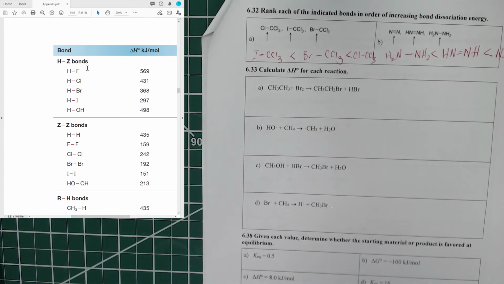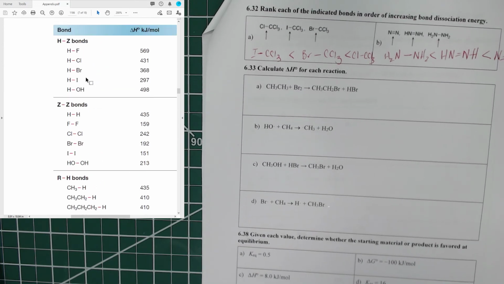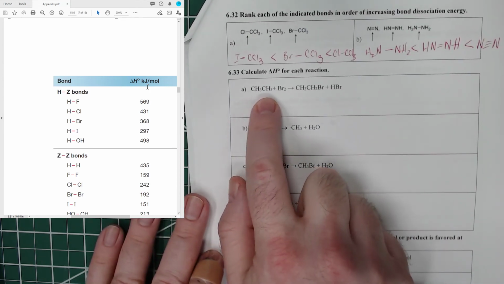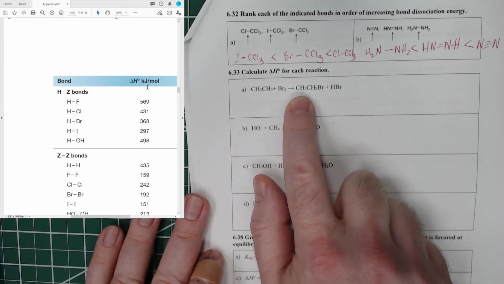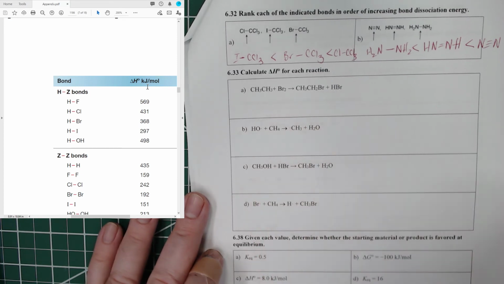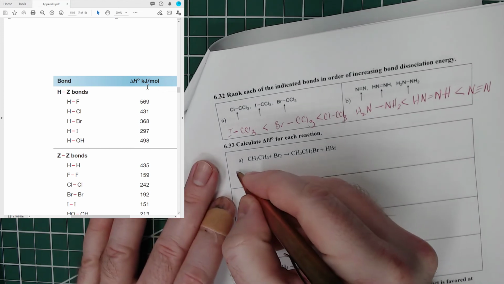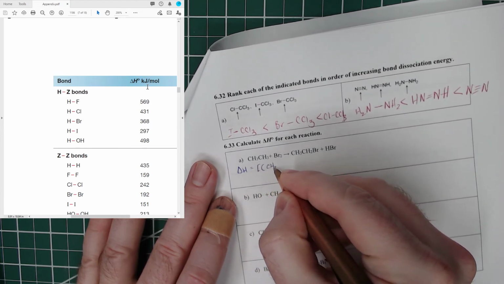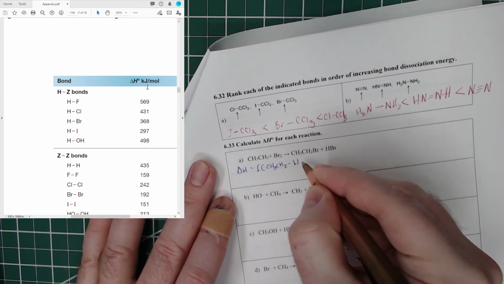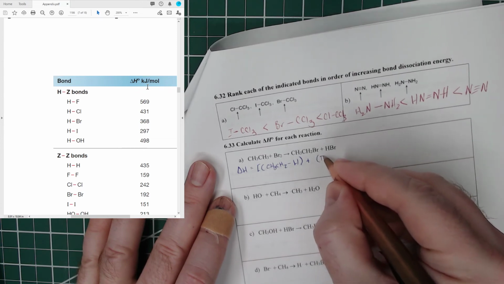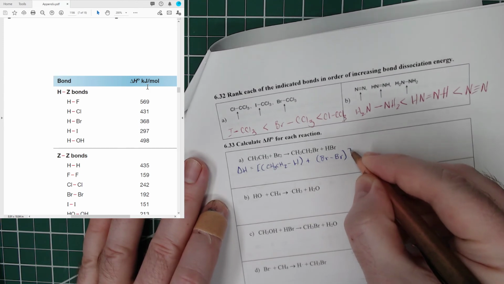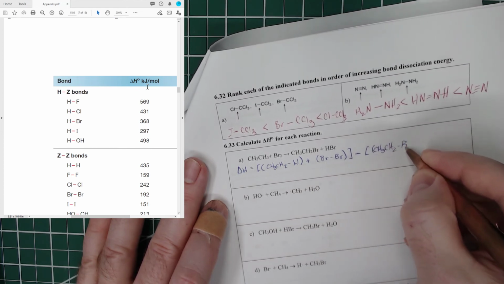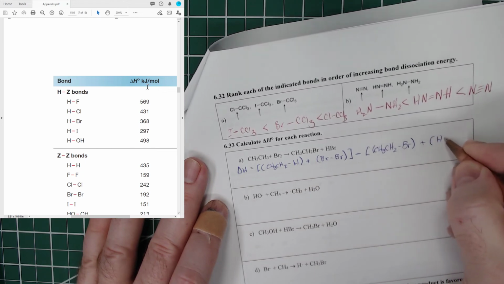So there we go. And so here we've got these, so I can look at those bond energies, and we've just got the kilojoules per mole there. So let's go through this. So here we've got CH3CH3 plus Br2 gives us CH3CH2Br plus HBr. So the bonds that are broken, we're going to calculate this, are going to be the CH3CH2-H and a bromine. And the bonds that are formed are going to be a CH3CH2-Br and an HBr.